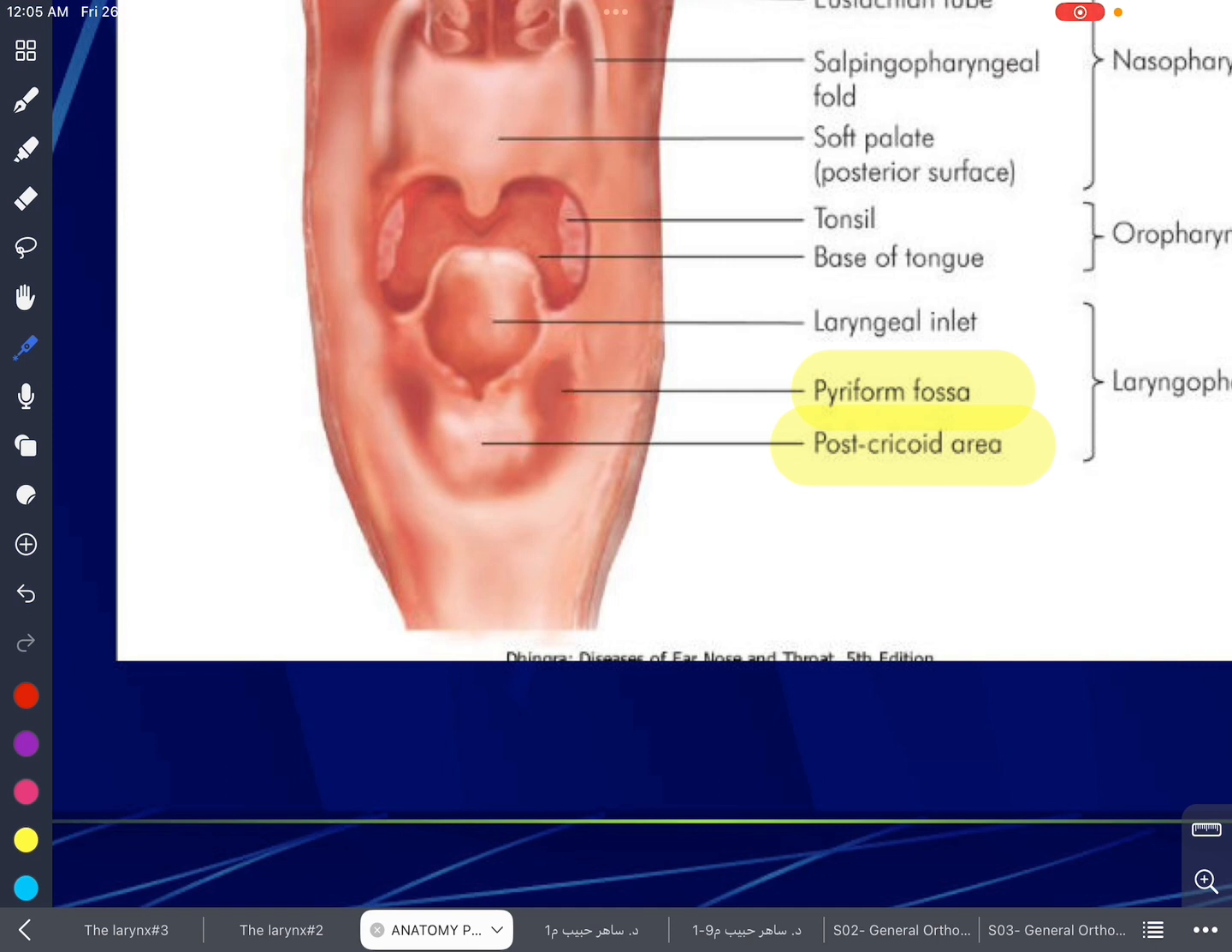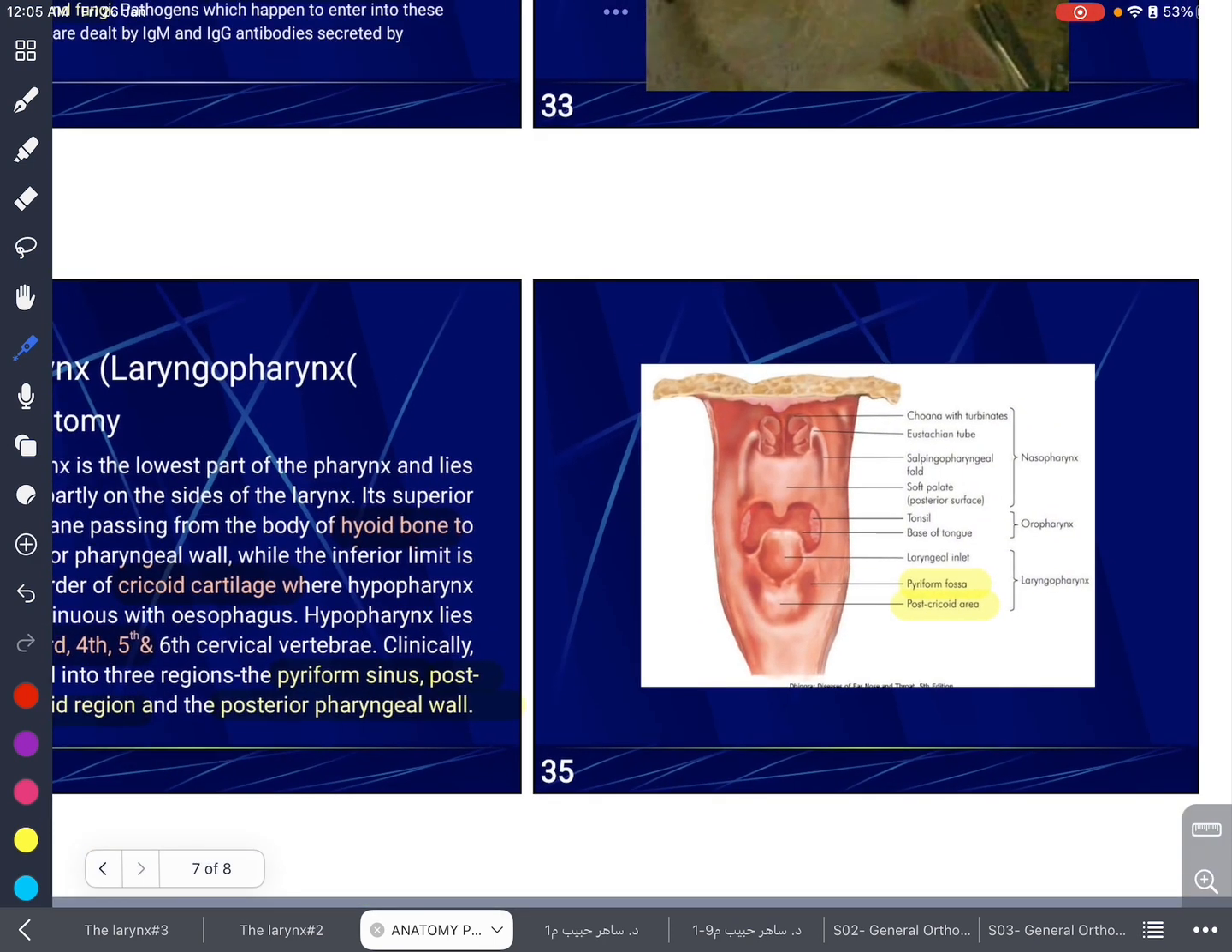This region here is called the piriform fossa, and this region here is called the postcricoid fossa, and there is another region called the posterior pharyngeal wall. These are parts of the hypopharynx, or laryngopharynx.